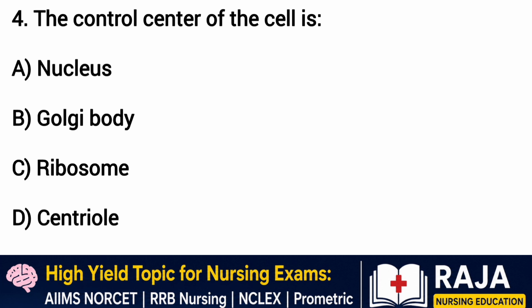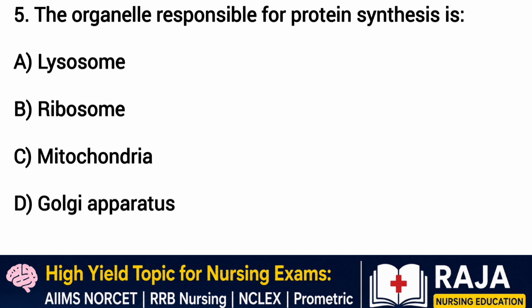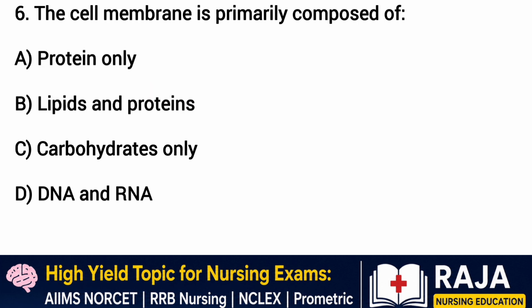The control center of the cell is? Answer is A. Nucleus. The organelle responsible for protein synthesis is? The answer is B. Ribosome. The cell membrane is primarily composed of? The answer is B. Lipids and proteins.